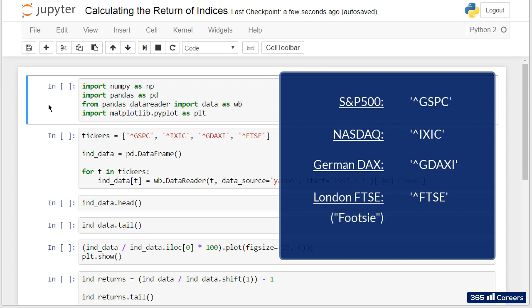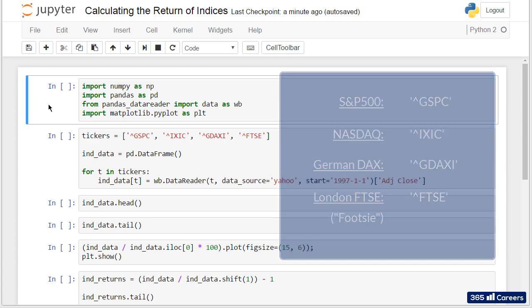Observe how a hat is added before each ticker. This is to indicate we are dealing with market index data. If the German DAX symbol and the London's FTSE seem intuitive, for some reason GSPC refers to the S&P 500, while IXIC will provide us NASDAQ data. They can be a bit more confusing, but after a while, you'll get used to these acronyms.